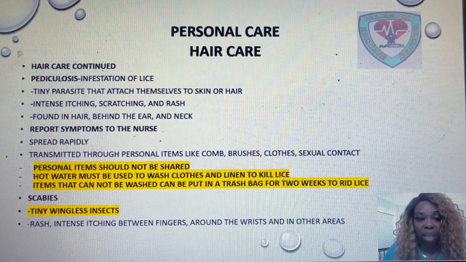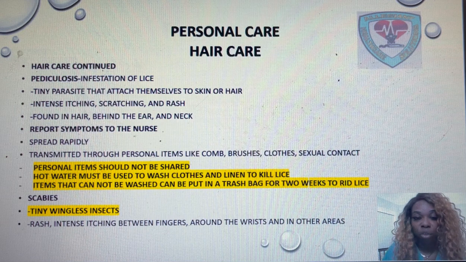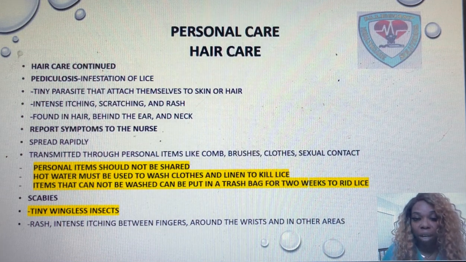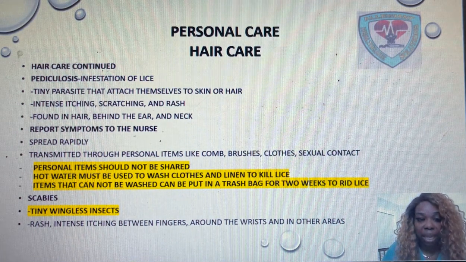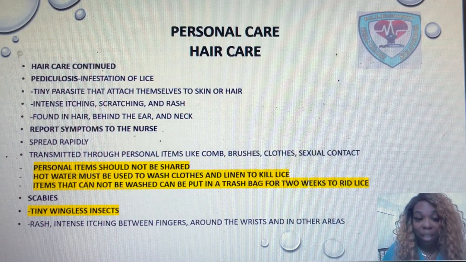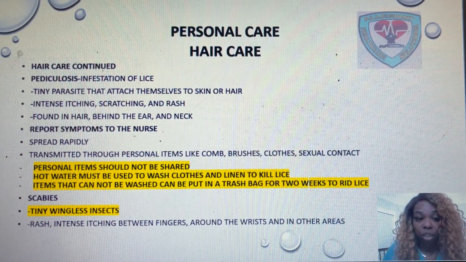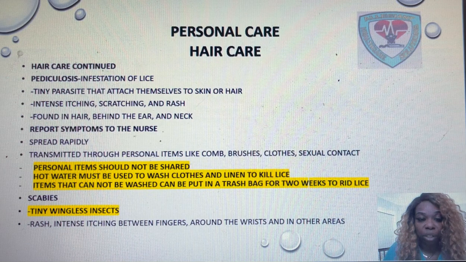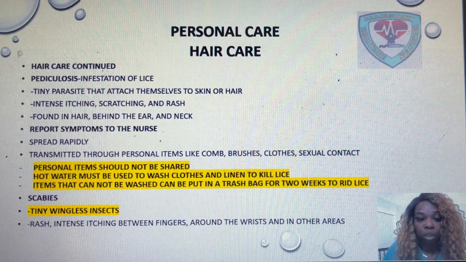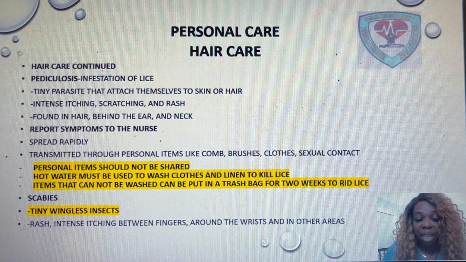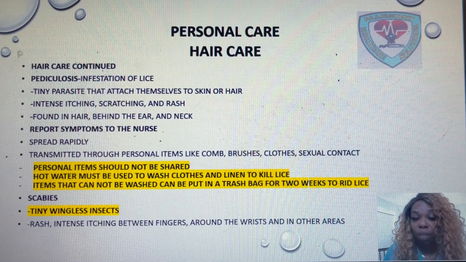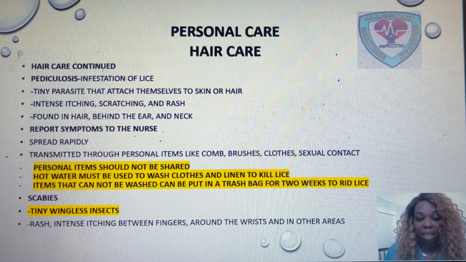And remember that they can be spread rapidly and are transmitted from one personal item, like a comb or a brush or clothing, to another. It also could be transmitted through sexual contact. Personal items of the residents should not be shared. We will have to use hot water to wash clothing and linen in order to kill lice. Items that cannot be washed in hot water can be placed in a trash bag and left for 2 weeks in order to get rid of lice.